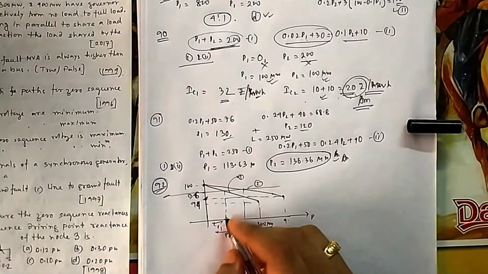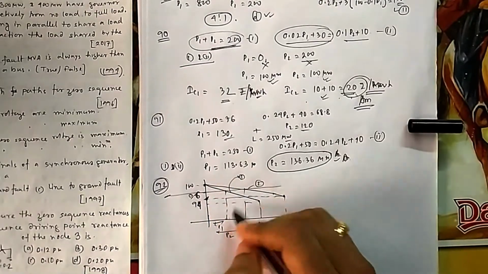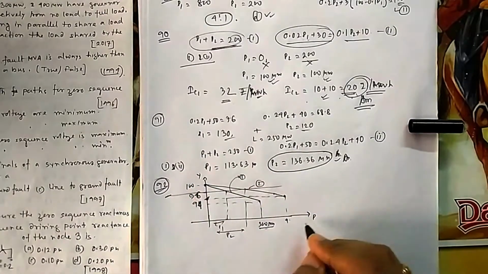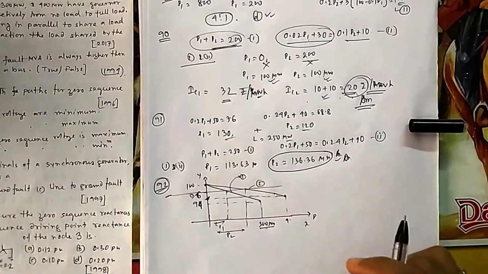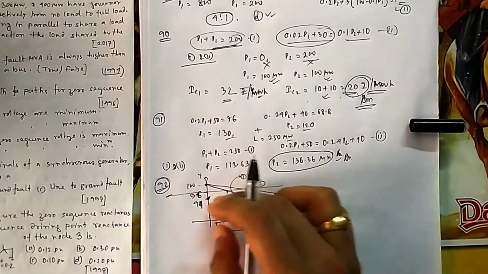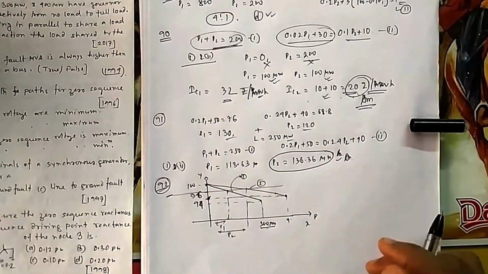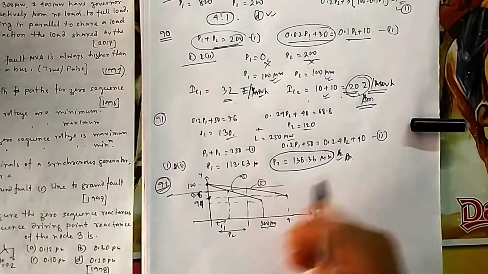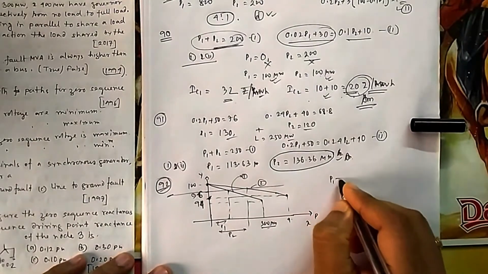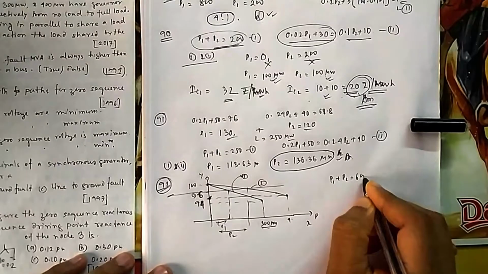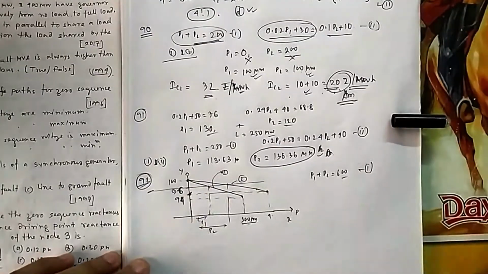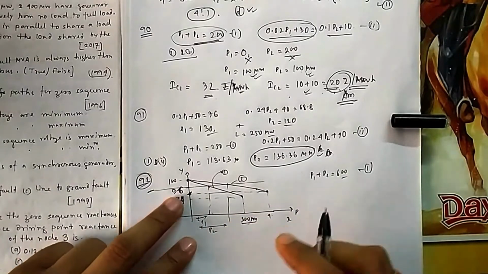So these heights should be equal. The value of Y should be equal. Suppose this is Y and this is your X. So your Y and Y should be equal. You have to see in which case Y becomes equal. And P1 plus P2 should be 600, because the total load is 600. That is one condition. Next you can write the equations of these two straight lines.